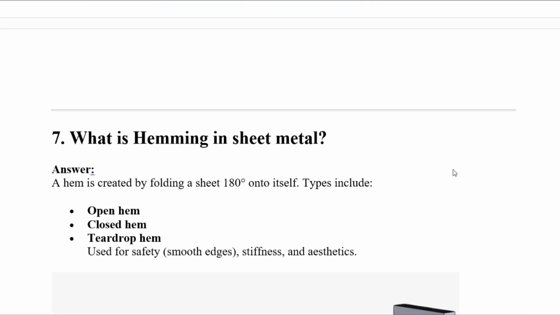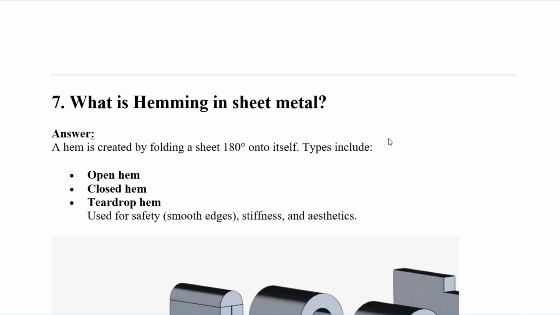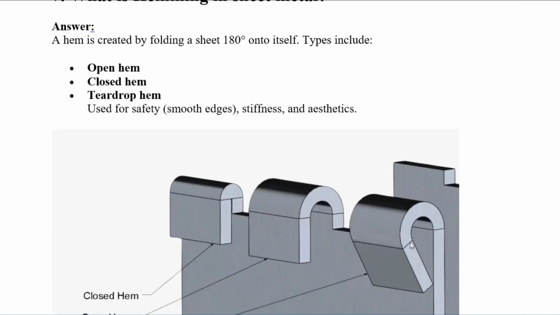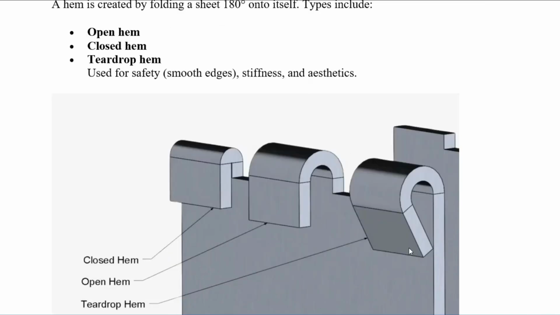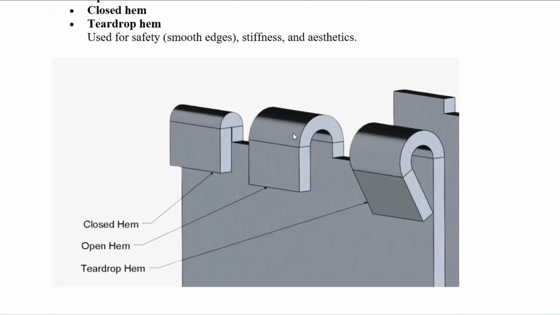Then we have hemming. Hemming we generally use at the corner. Bending of the edge, we call it a hem. A hem is created by folding the sheet 180 degrees on itself, like this corner we have bent like this. This lifted one is an open hem, and this one is stuck with the sheet, so this is a closed hem, and this is a teardrop hem.